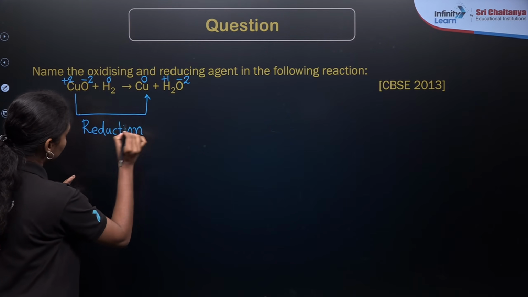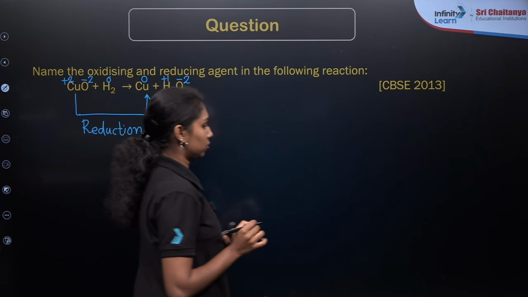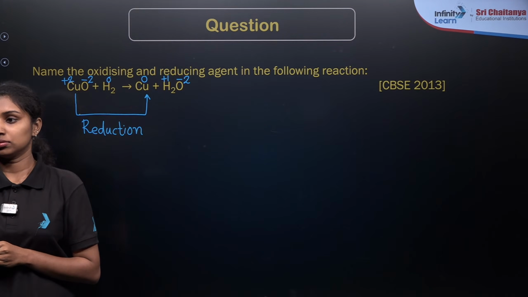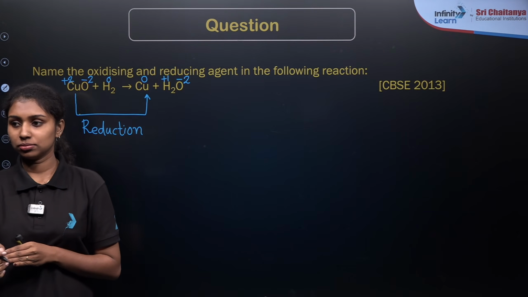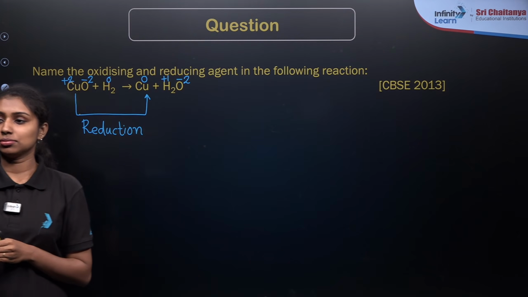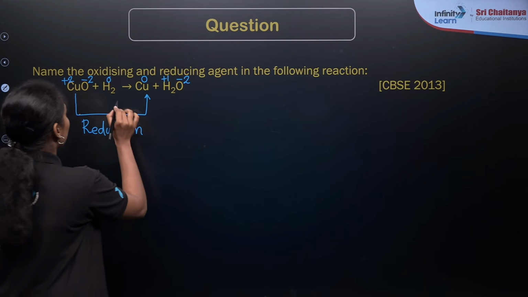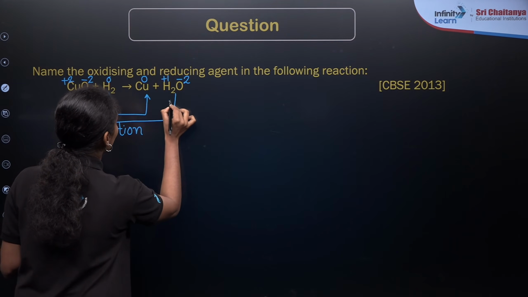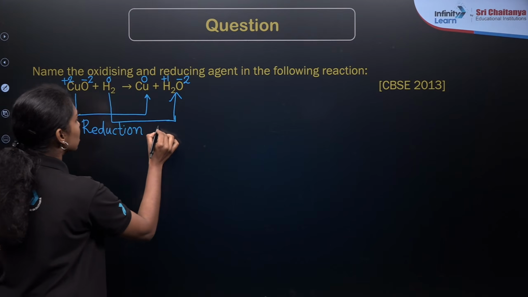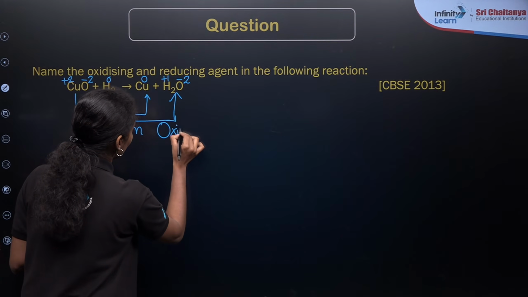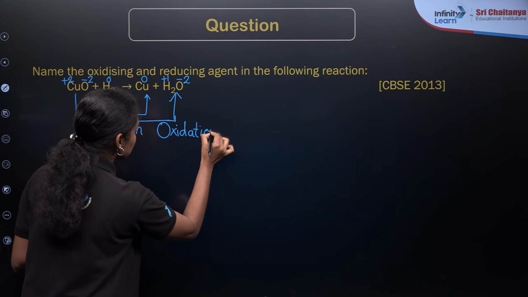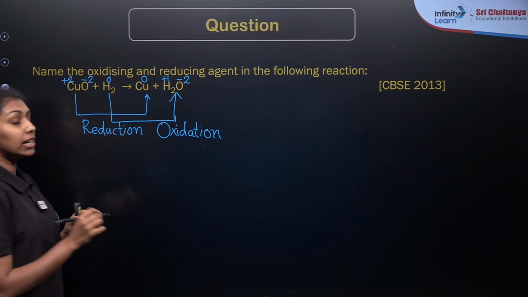Is there any doubt? The next one we will consider is hydrogen. What is happening to the hydrogen? Oxidation number increases from 0 to +1, which means oxidation happens, right? So based on the oxidation and reduction process, we can define the substances as oxidizing agent and reducing agent.